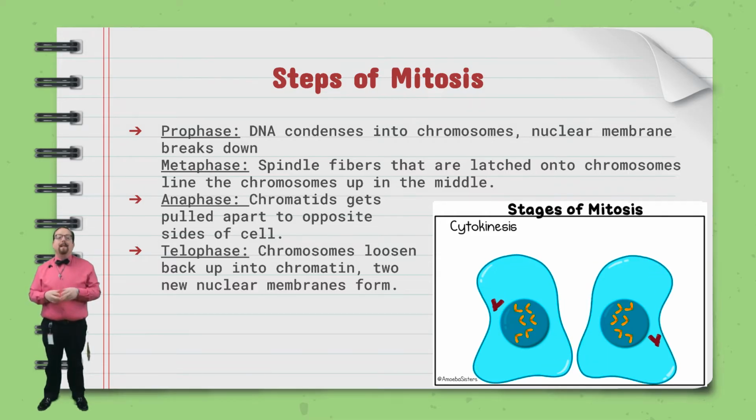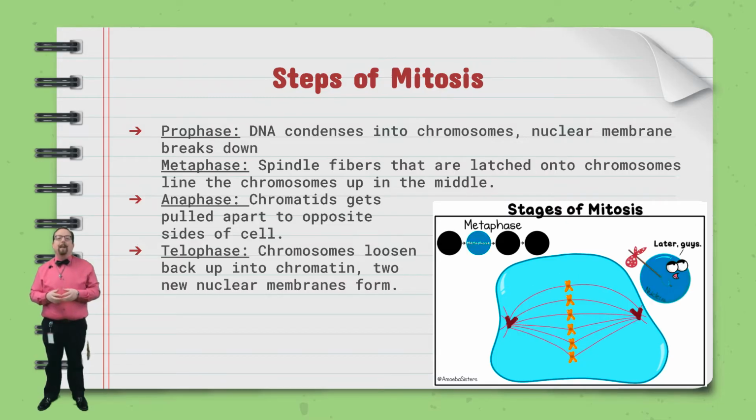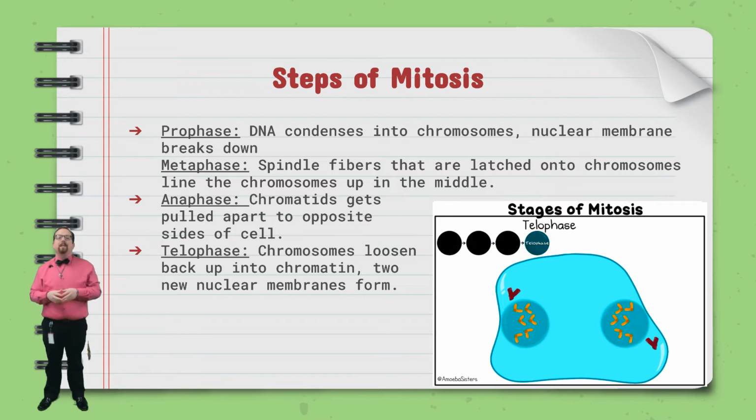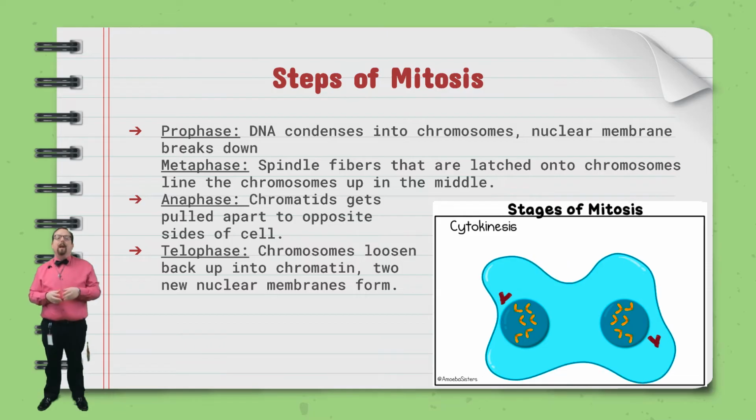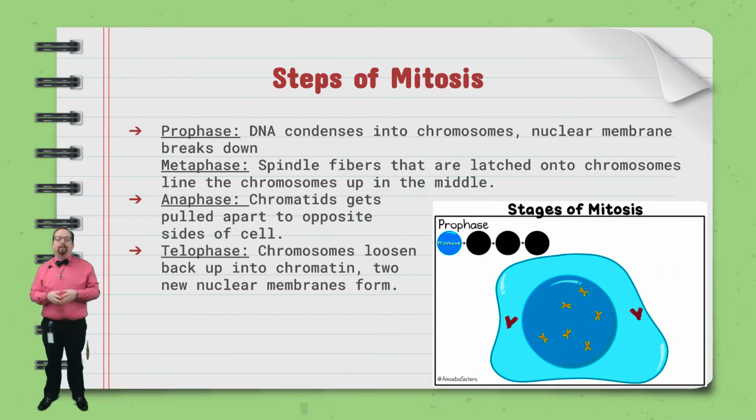The next step is anaphase, where the spindle fibers pull those chromosomes to opposite sides of the cells, splitting them into their separate chromatids, which are still called chromosomes, so that there's exactly the same DNA on each side of the cell. You can remember that one because during anaphase, the chromosomes get pulled apart.